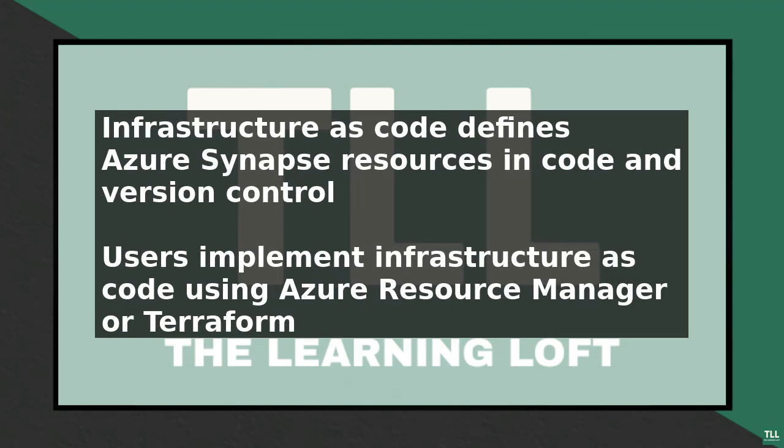Another important concept in Azure Synapse DevOps integration is continuous integration and continuous deployment. This means that the DevOps pipeline is triggered automatically whenever code changes are checked in, and that the pipeline deploys the changes to Azure Synapse automatically.